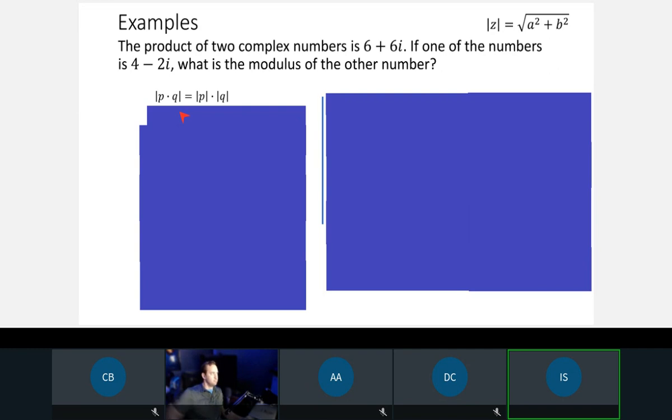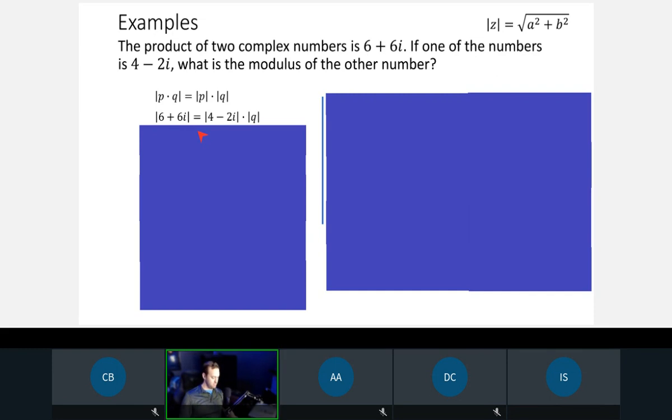Okay, so the first sentence is that the product of two complex numbers is 6 plus 6i. So that's basically our first term on the left here, it's the modulus. So instead of that, I wrote the modulus of 6 plus 6i. And then we know that one of these, either p or q, is 4 minus 2i. So I just wrote the modulus of 4 minus 2i times x, or times a number written as a plus bi. Perfect. Couldn't have said it better myself.